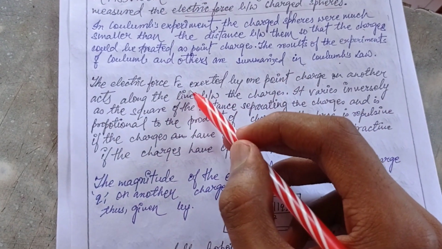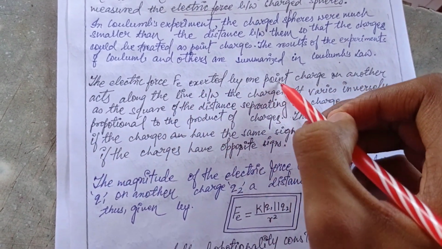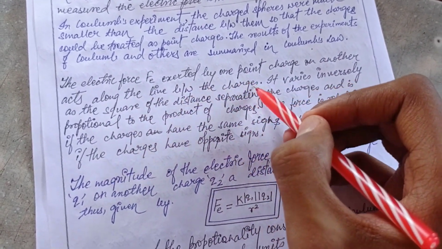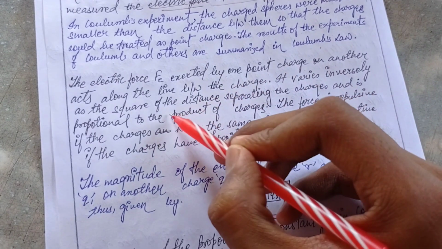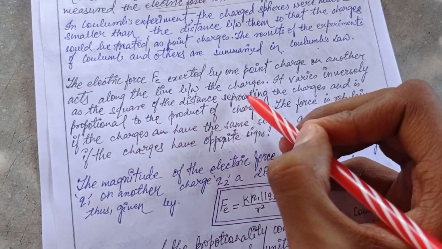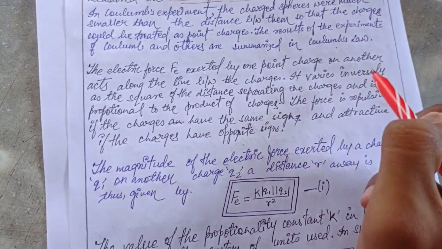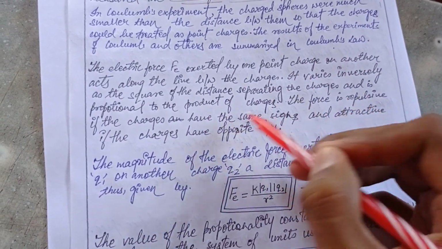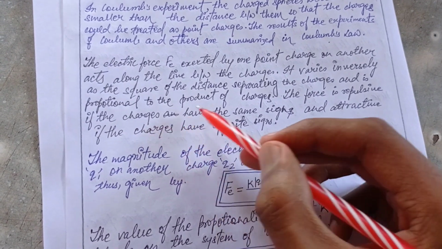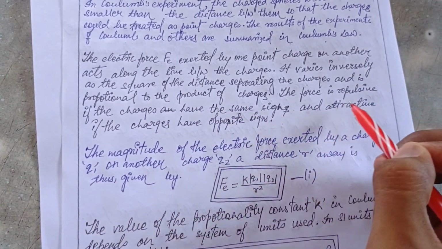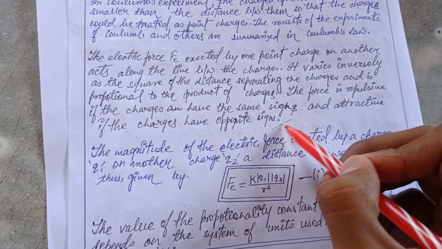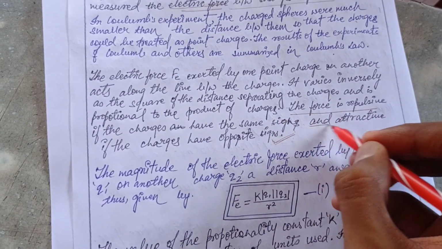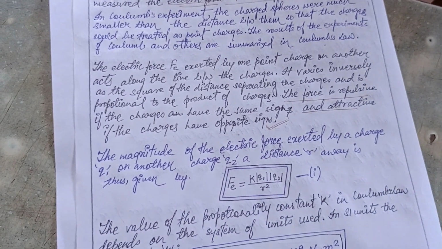The electric force Fe exerted by one point charge on another acts along the line between the charges. It varies inversely as the square of the distance separating the charges and is proportional to the product of the charges. The force is repulsive if the charges have the same sign, and attractive if the charges have opposite signs. Like charges repel, unlike charges attract.